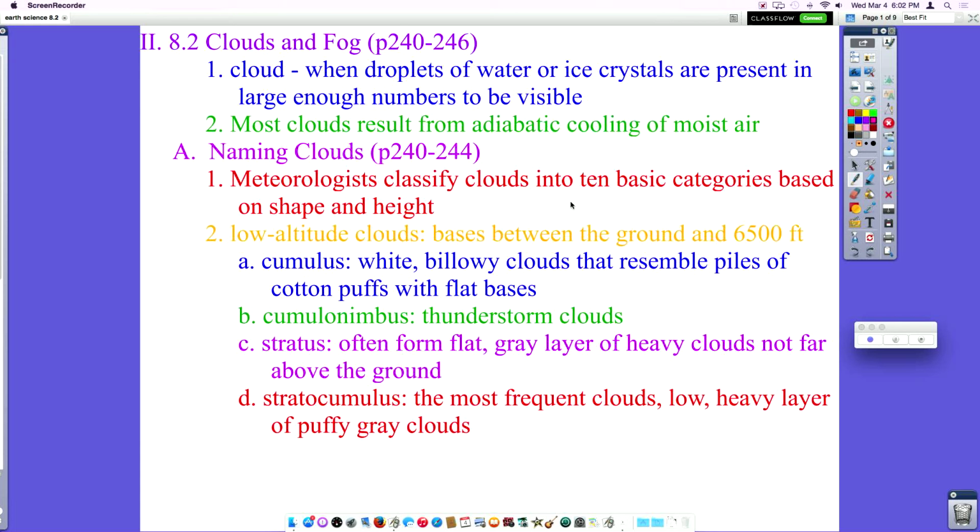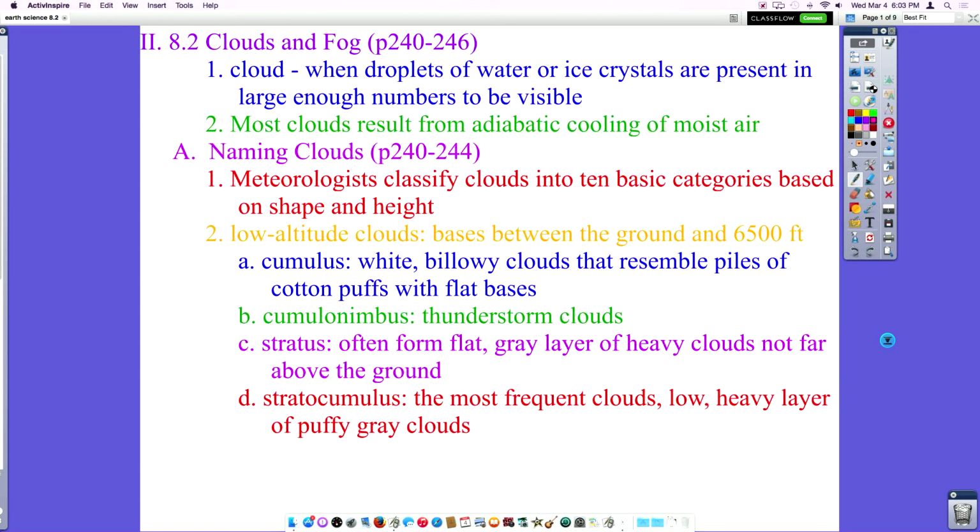The cumulonimbus is the thundercloud, or the storm cloud. Keep that in mind. Nimbus, we'll be seeing that added on to other terms, and that usually means storm with it, a storm cloud. Stratus, these are the types of clouds that often form a flat gray layer of heavy clouds not far above the ground. If you're wondering what these look like, we will look at some pictures in a bit. And then the stratocumulus. These are the most frequent clouds. They're low, a heavier layer of puffy gray clouds.